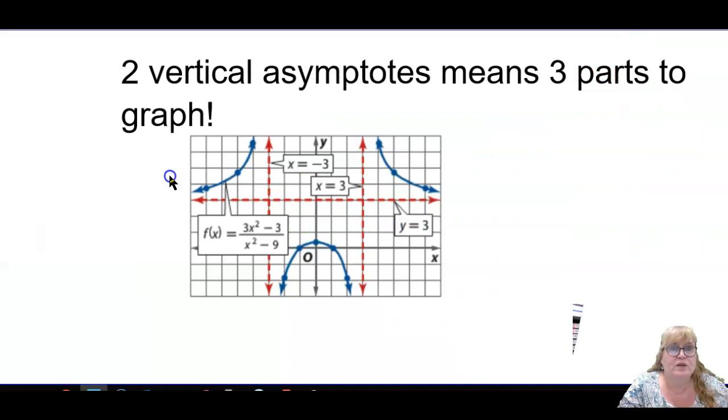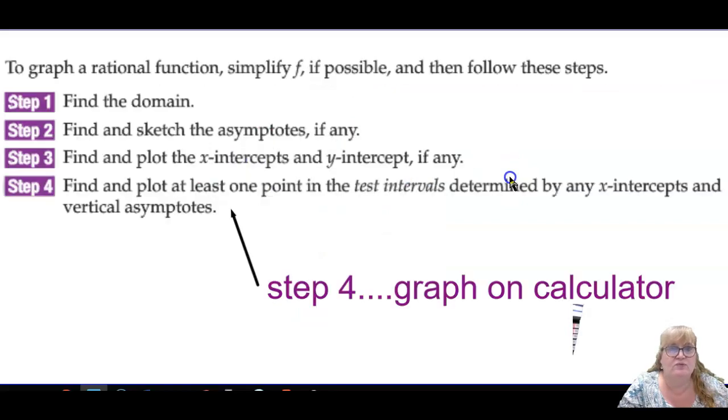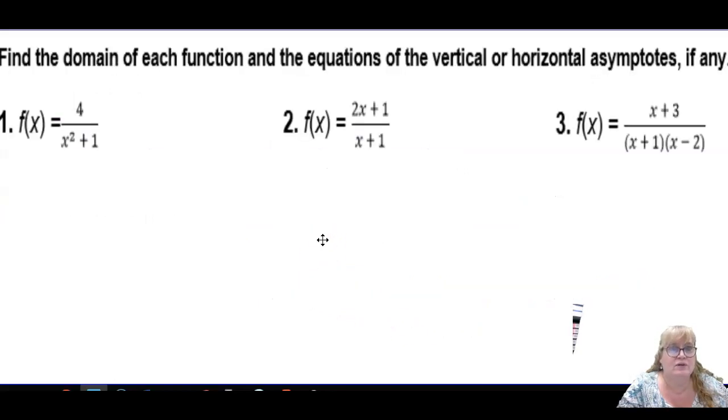All right, so here's a little slide that says when there are 2 vertical asymptotes, it means there are 3 separate pieces of the graph, so look for them. Here's a little slide that says you always need to find the domain, sketch the asymptotes, find the intercepts, and then you can test intervals to see what it's doing, but I'm going to let you just graph it on your calculator. That's what we got them for.